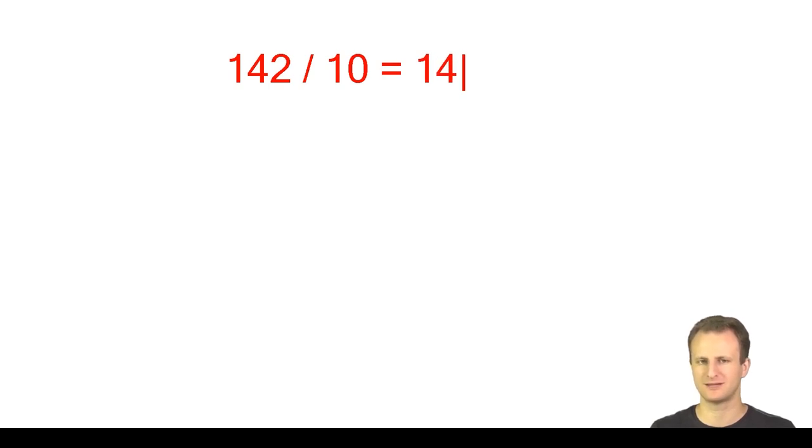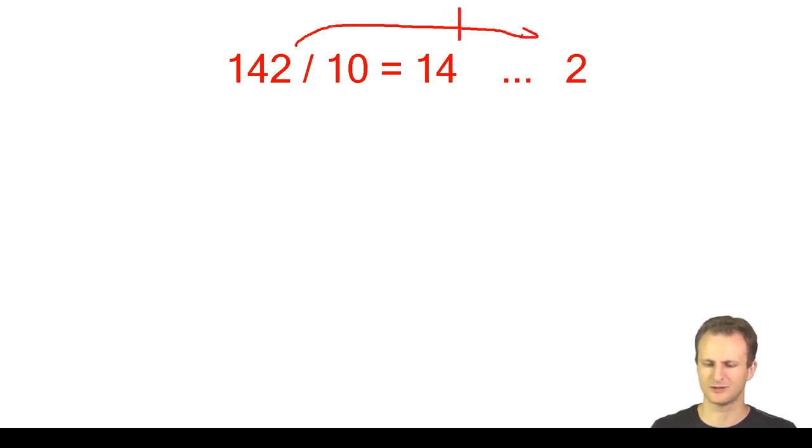14. 10 multiplied by 14 equals 140. And we have a remainder of 2. So 10 times 14, 140, plus 2 equals 142. Okay, so this is the remainder. So 2 is the remainder. If we do 142 % 10, that gives us 2.